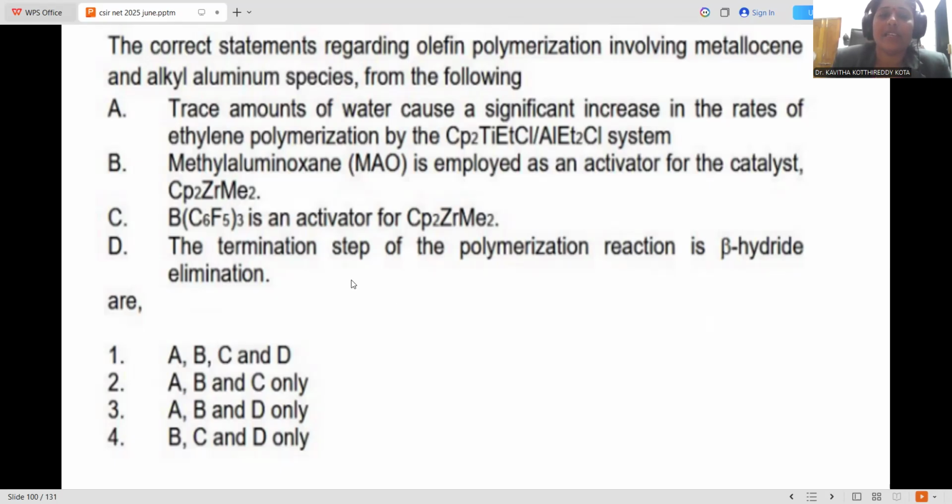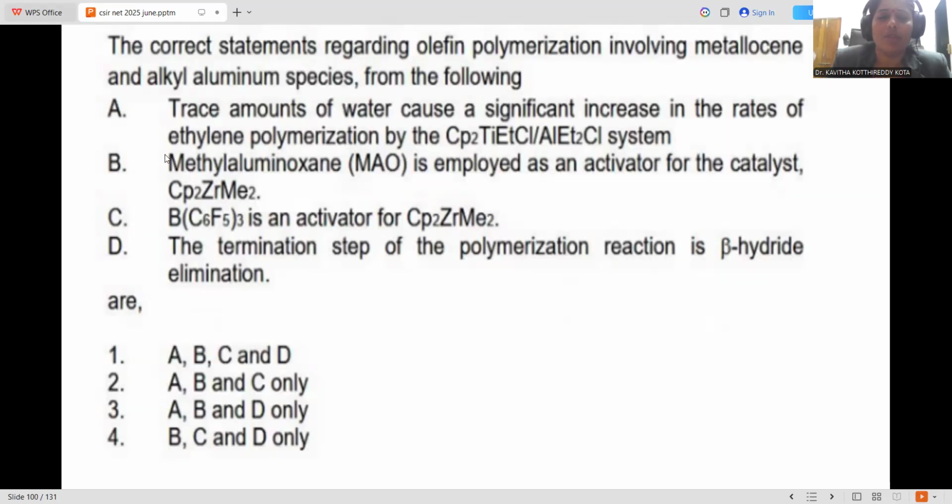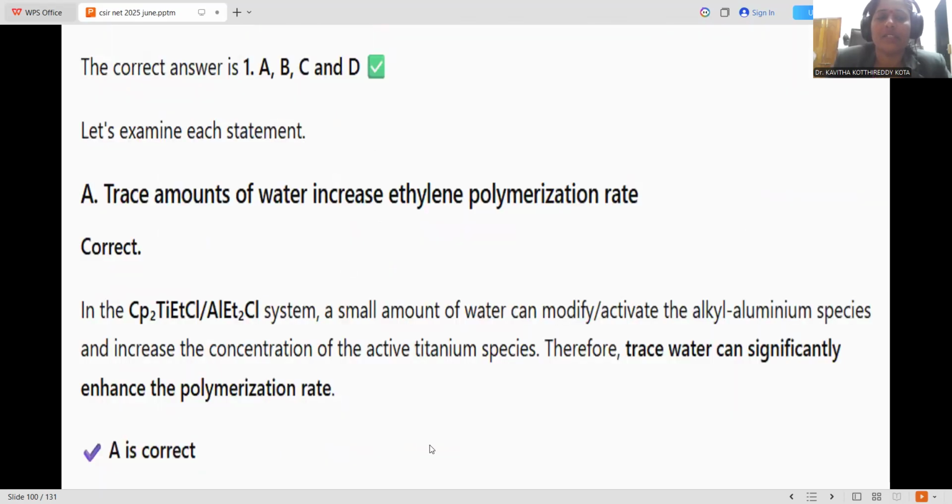So let me see what kind of answers are correct related with the olefin polymerization involving metallocene and alkyl aluminum species. So if this is the case, the possible answers are A, B, C, D. All four options are exactly correct related with this kind of olefin polymerization process. Let me show how we can explain that all four options are correct.